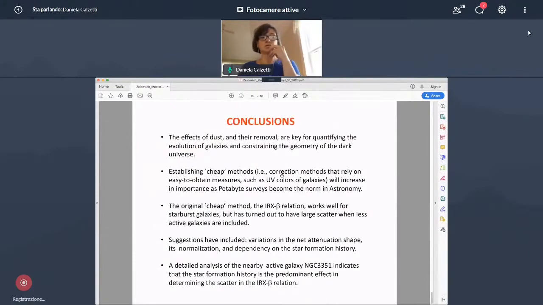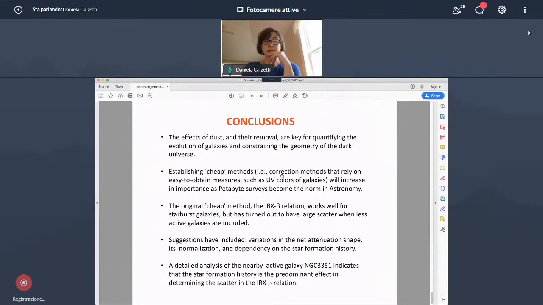So moving to my conclusions, the effects of dust and its removal are key for quantifying the evolution of galaxies and constraining the geometry of the dark universe. Establishing cheap methods, by cheap meaning something that is easy to measure but has a big return in terms of recovering intrinsic quantities of galaxies like the star formation rate. The IRX is a ratio of the infrared to UV. By measuring the luminosity in the UV, you can recover the total infrared and therefore also the star formation rate of the galaxy with a relatively high accuracy.